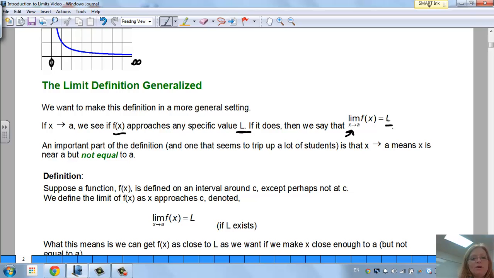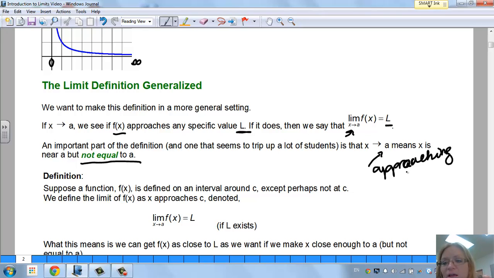An important part of the definition, and one that seems to trip up a lot of students, is that x approaching a means x is near a but not equal to a. So approaching means I'm getting closer and closer and closer. When I say I'm approaching, I'm getting closer and closer but not necessarily equal to.